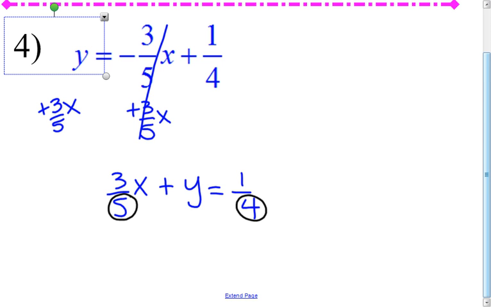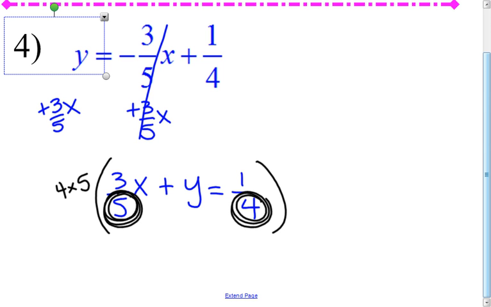They are different denominators, so think about this. If you were going to get rid of this denominator right here, you would multiply by 5. And if you were going to get rid of this denominator right here, you would multiply by 4. So instead of multiplying by 5 and then by 4, you can take the whole equation and multiply by 20. Look at what your common denominator would be on all your fractions. In this case, I have a 5 and a 4, so my common denominator is 20, and I'm going to multiply the whole equation through by 20.